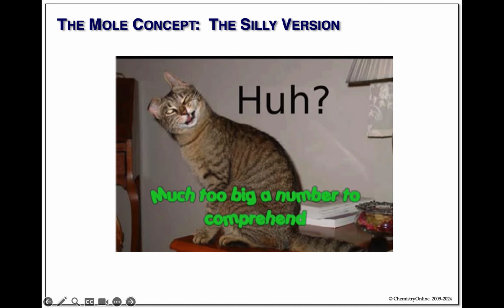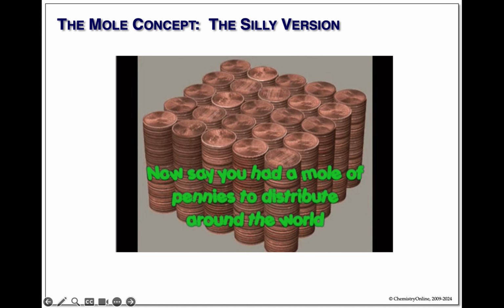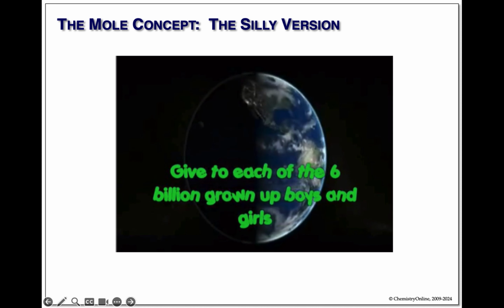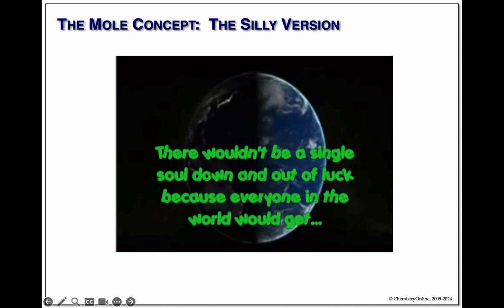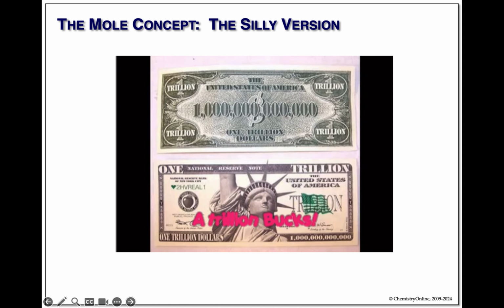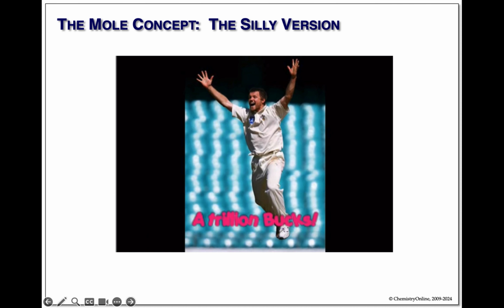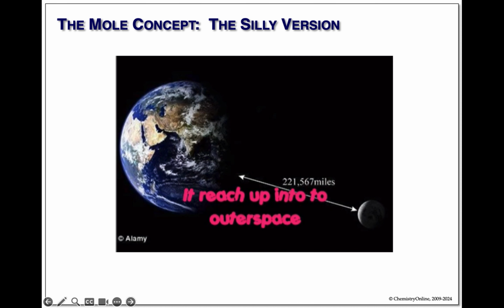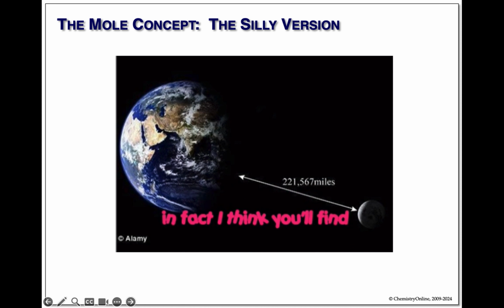Now say you had a mole of pennies to distribute round the world. Give to each of the 5 billion grown-ups, boys and girls. There wouldn't be a single soul down and out of luck, 'cause everybody in the world would get $1 trillion. Or say you had a mole of paper and stacked it toward the sky. Paper's awful thin, but that pile would get so high it reacheth into outer space. In fact, I think you'd find it'd go up to the moon and back 80 billion times.